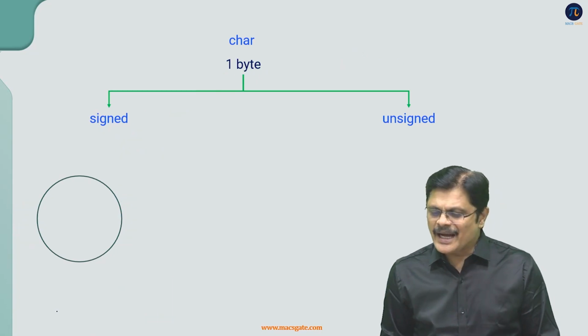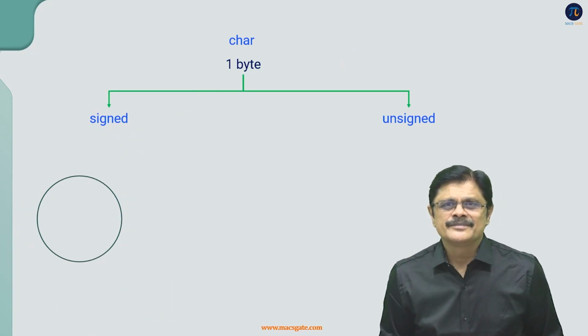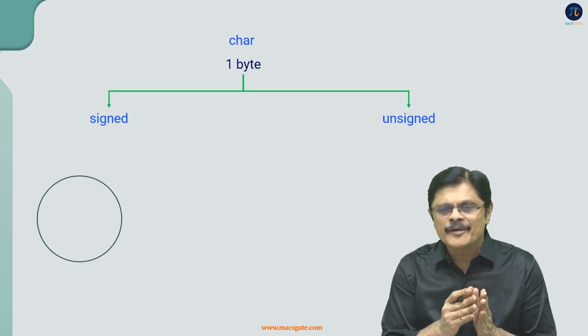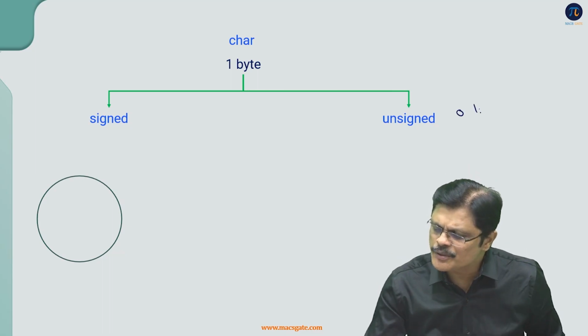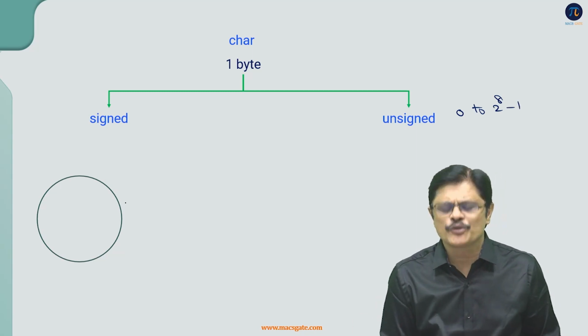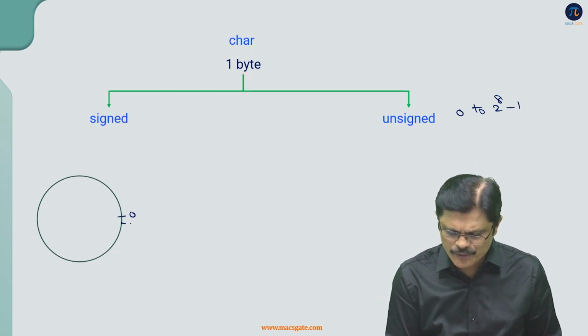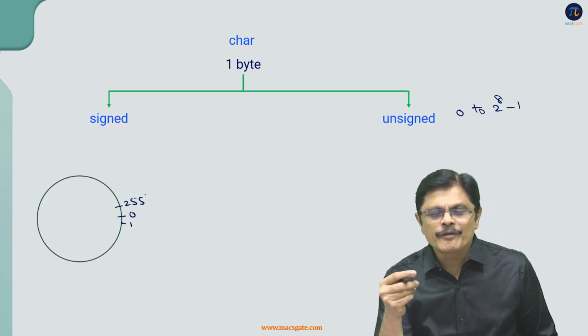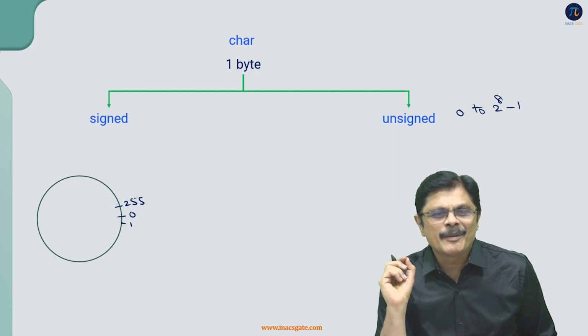Now, what about the unsigned character? Of course, we have values starting from 0. So the range goes from 0 to 2 power 8 minus 1. 2 power 8 minus 1 means 255. So the range goes from 0 to the last number, 255. Up to 255, the same value will be printed.